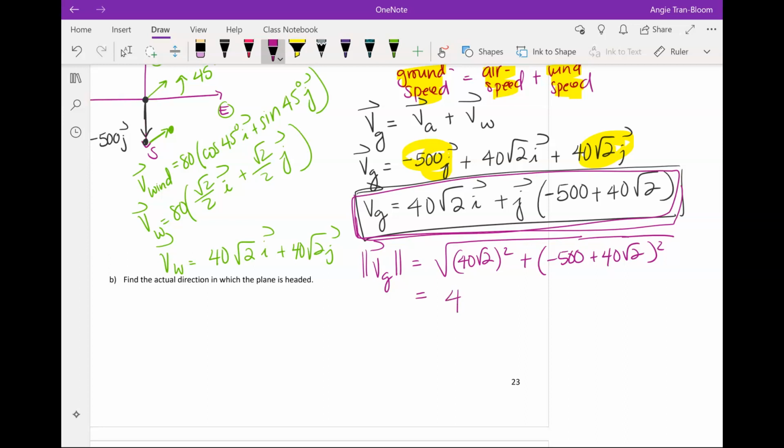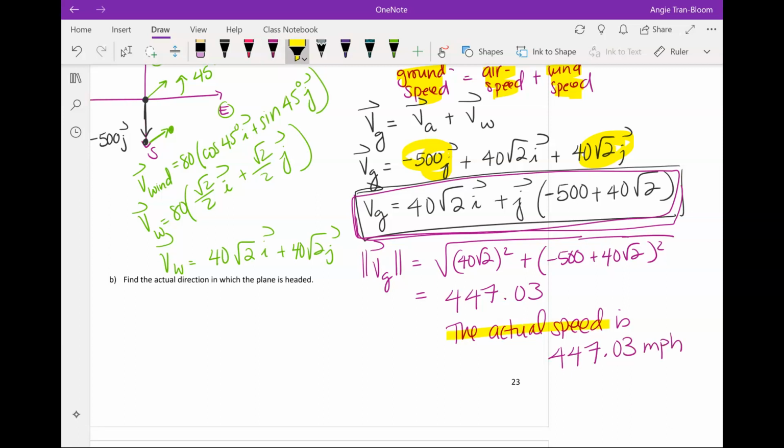This will give us about 447.03 with the use of a calculator. So let's write a complete sentence for our answer. The actual speed is 447.03 miles per hour. Okay, let's box that up. We just answered part A.